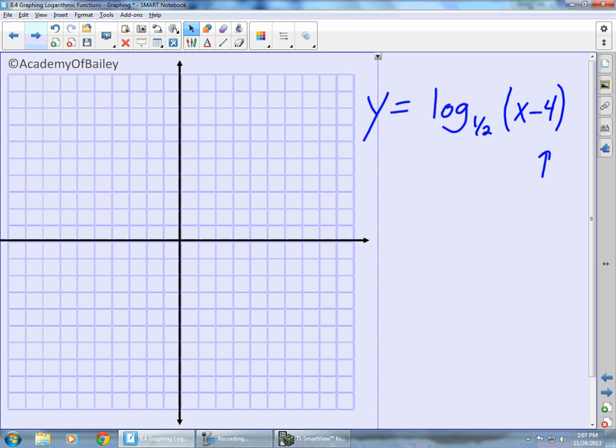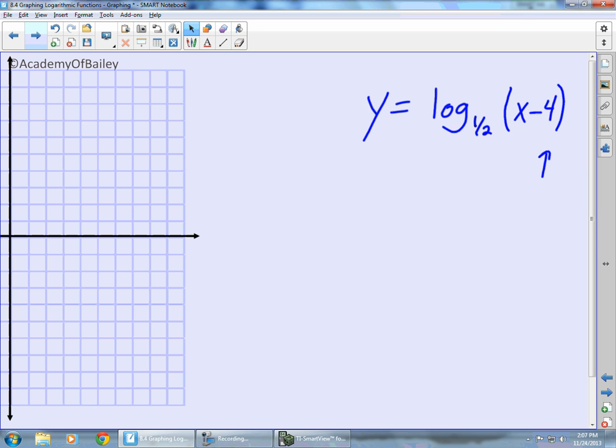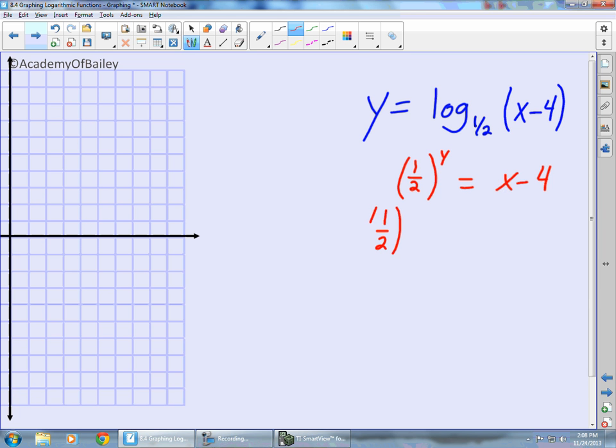But we know it's going to be on the positive side, so we'll go ahead and slide our graph out of the way. Okay, let's turn this to exponential. So we know 1/2 raised to the y is equal to x minus 4. We want to get x by itself over there, so let's add 4 to both sides. And that's what x is equal to.